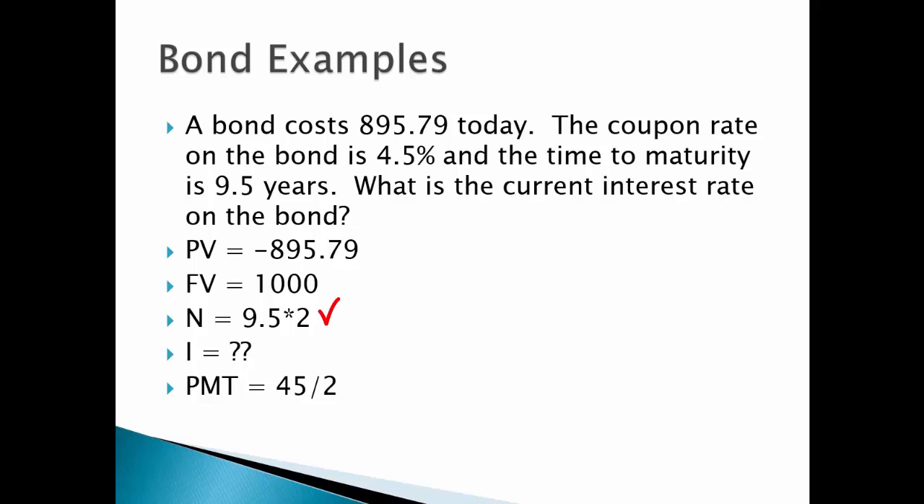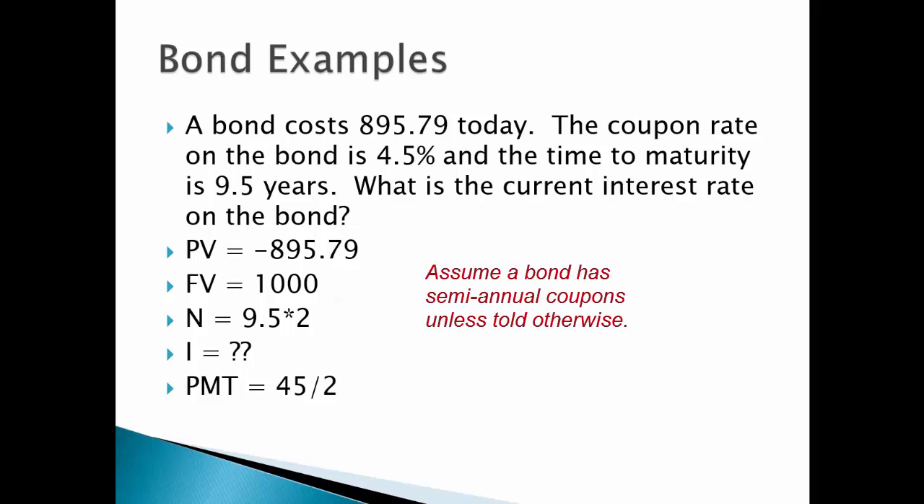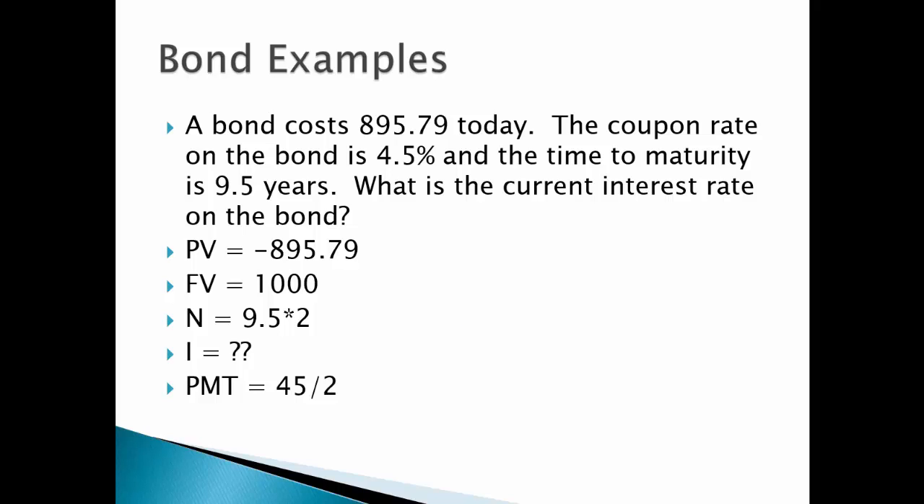The number of periods is 9.5 times 2, again, because this is a semi-annual bond. One more time, if it's not stated otherwise, the payments are going to be semi-annual. So unless this said an annual payment, assume that everything is on a semi-annual basis. So the number of periods is 9.5 years times 2. The interest rate is what we're going to solve for, and the payment is given to us. Well, actually, we do have to figure that out.